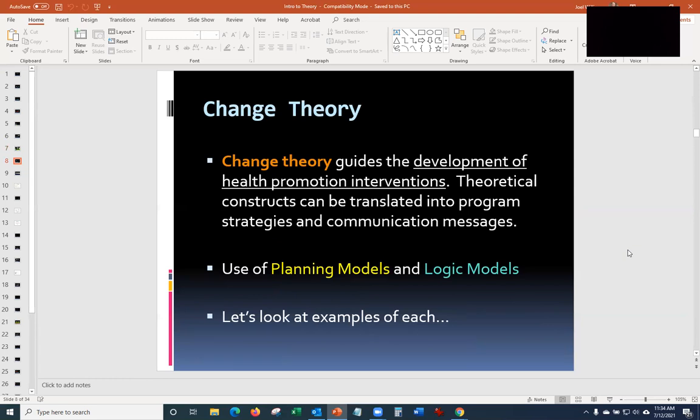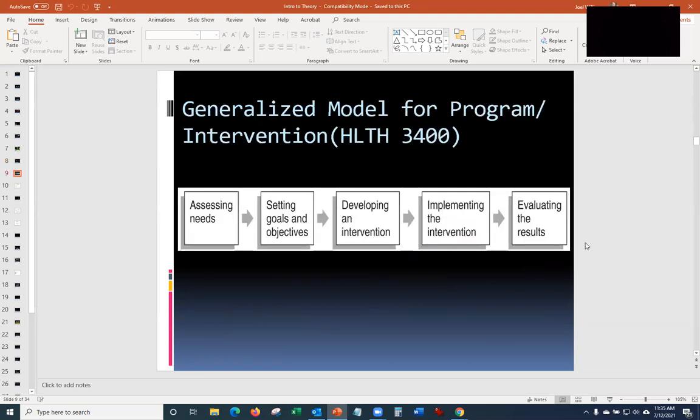So change theory is another word that you'll see, along with planning models and logic models. Change theory has to do not so much with behavioral theories and models, but a bigger idea of what a health promotion program or intervention looks like and how things work together. So within change theory, we may see behavioral theory and models embedded within this idea of change theory. And so let's look at some examples.